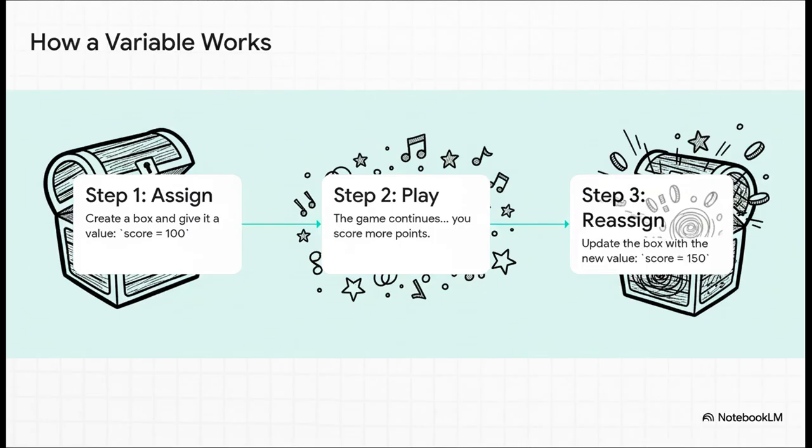Let's see this thing in action. In step 1, we create a box, we slap the label score on it, and we put the number 100 inside. That's called assigning a value. Then you keep playing the game, and you get more points. So in step 3, the program just finds that same score box, takes out the old value, and replaces it with the new one, 150. See? The label stays the same, but the stuff inside can change all the time.